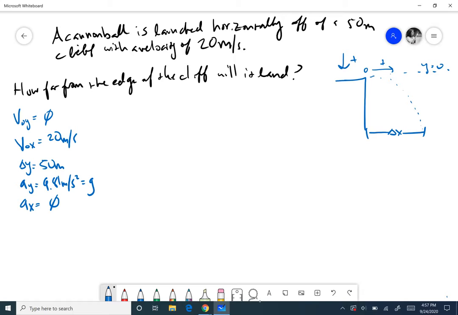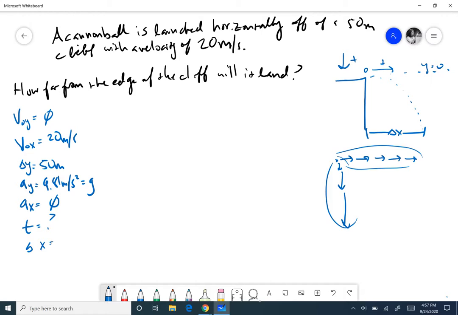So if I draw a motion map in the horizontal, it would look something like this, right? Constant velocity. And if I was going to draw a motion map in the vertical direction, it would look something like this, right? So that way, I can show that it's accelerating in the y direction and not in the x direction. Cool. What we don't know is time. We don't know delta x.